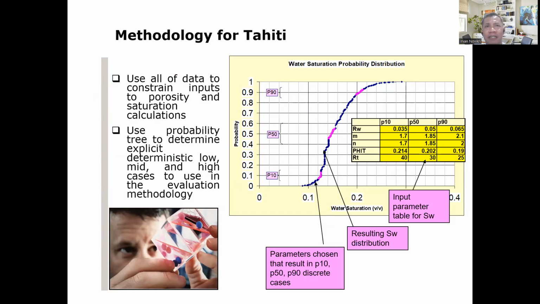In another case, I think this is another Gulf of Mexico field, the methodology involves utilizing all available data to restrict the input for porosity and saturation calculation. Additionally, a probability tree is employed to determine specific low, mid, and high cases used in the evaluation process. This approach allows for comprehensive analysis of porosity and saturation characteristics, considering the scenarios and uncertainty.